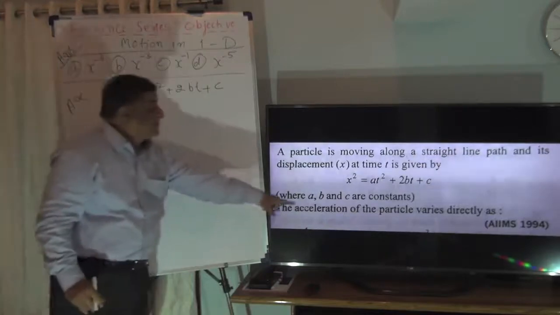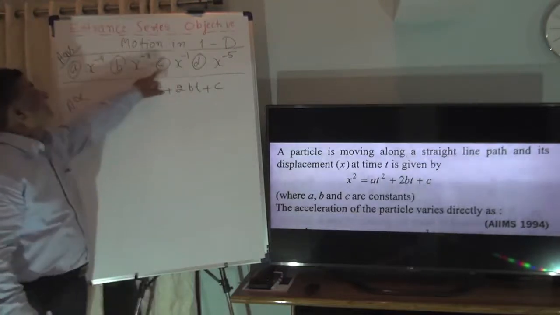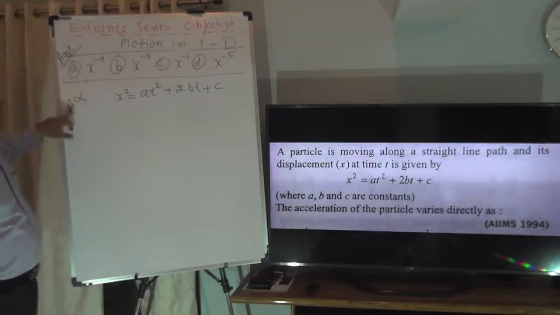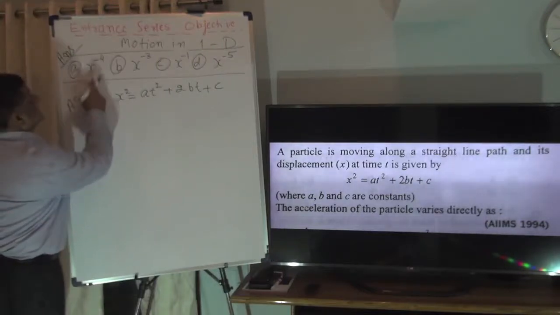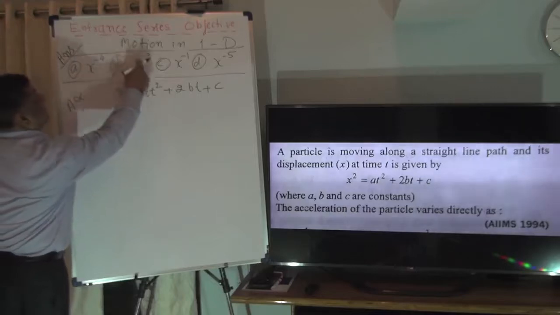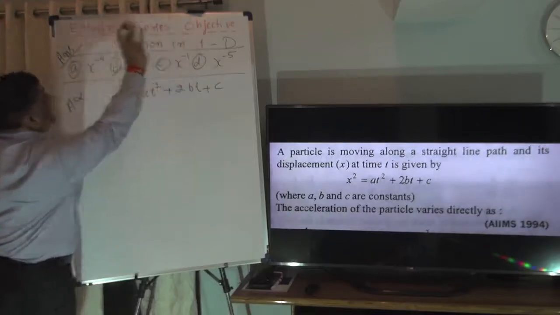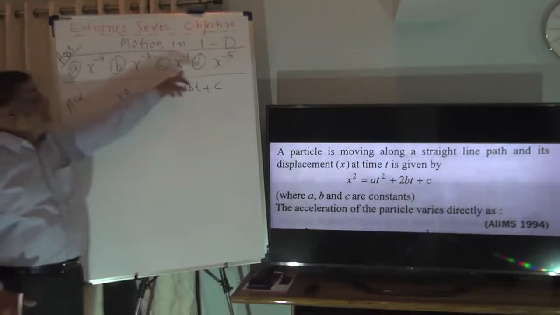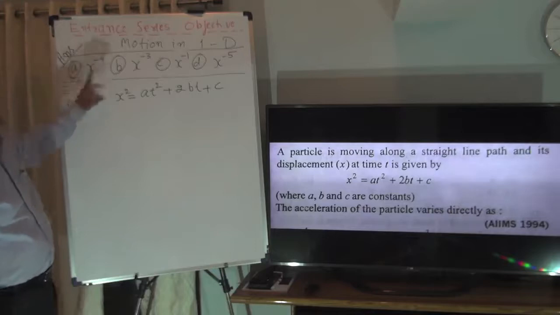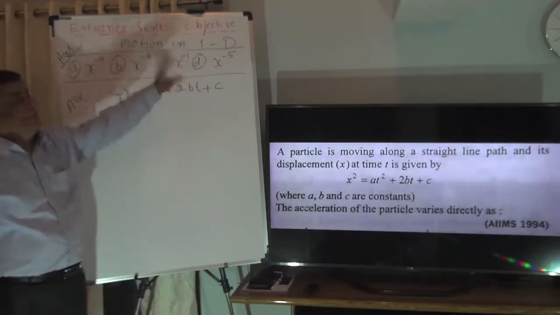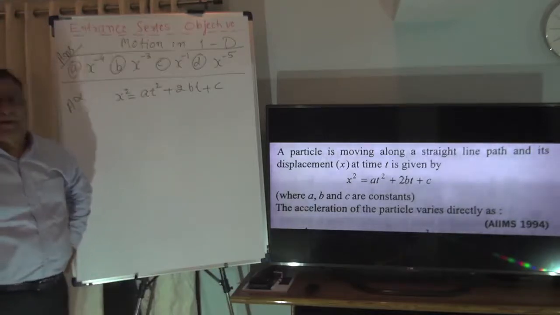There are 4 options here. I have written these 4 options here. So A is varying as x to the power minus 4, x to the power minus 3, minus 1, minus 5. Out of this, 1 is the correct option. Directly means it is proportional to this. This we have to find out.